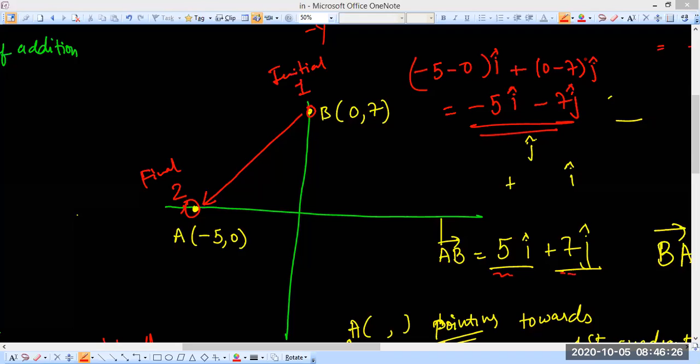Very good, Ayush. I personally think that if you draw this arrow, then it's quite clear that this is 5 and this is 7.